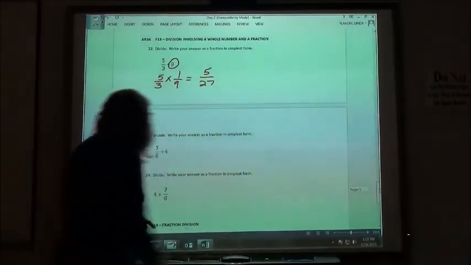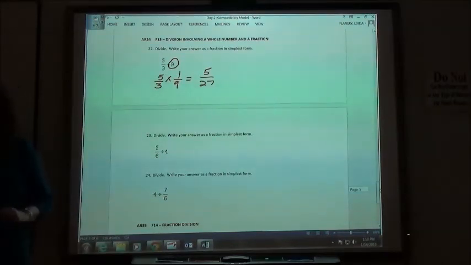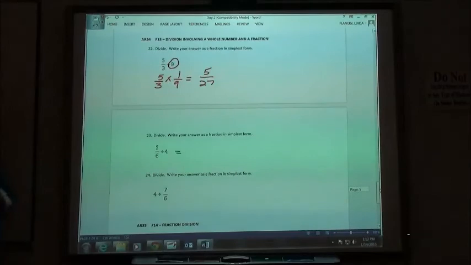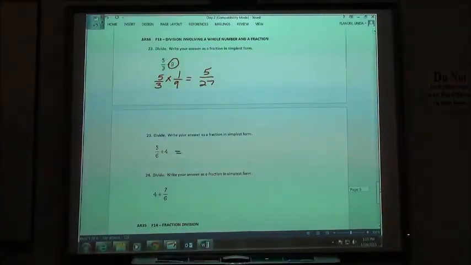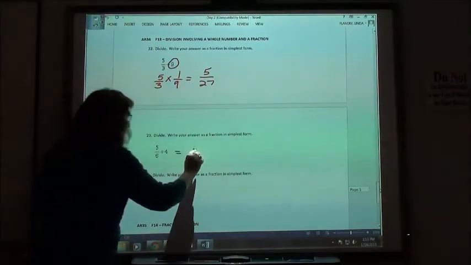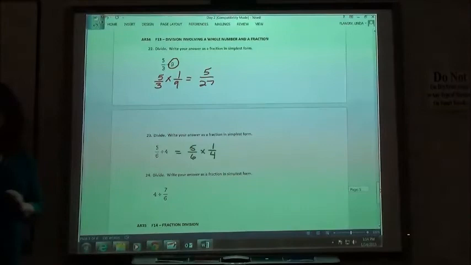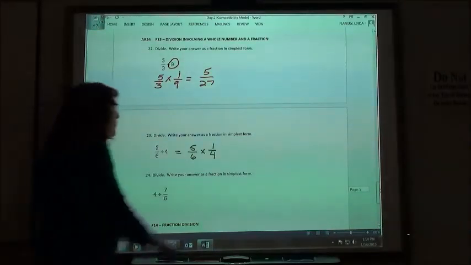So on number 23, I'm dividing fractions. I need to rewrite my problem as a multiplying problem. How am I going to rewrite that problem? 5/6 times 1/4, exactly. And then if I multiply that, I get 5/24.